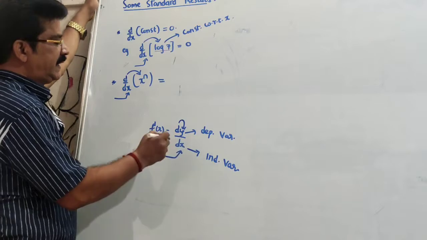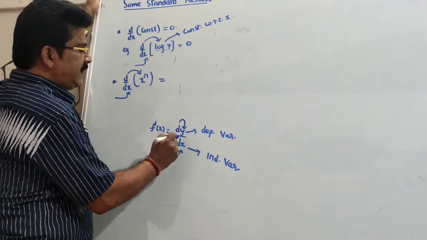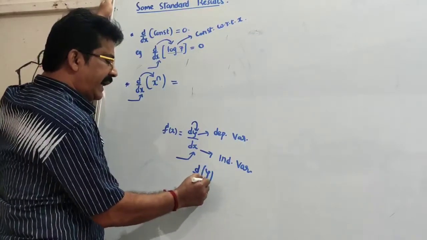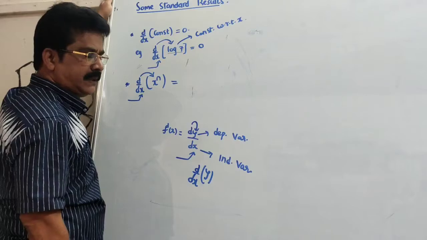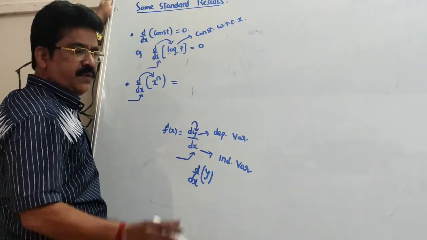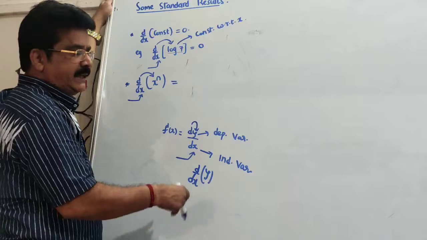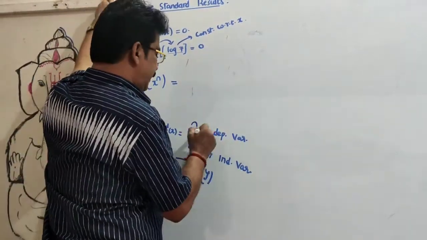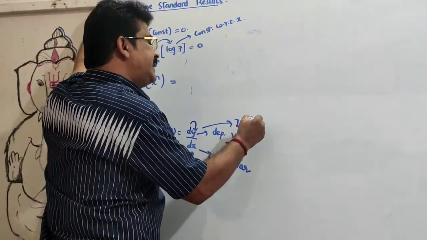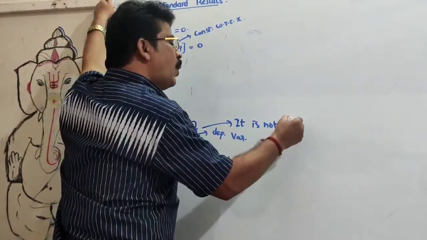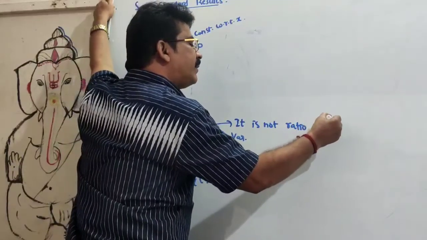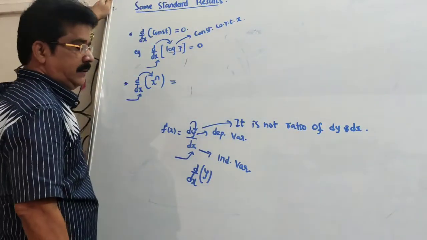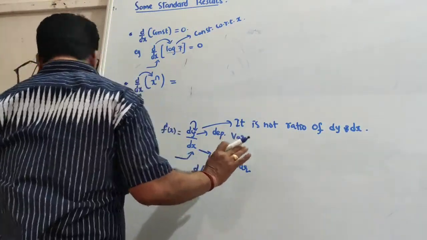Actually, strictly we have to read it as d by dx of y, just like that, but not dy by dx. If you read dy by dx, it goes to a ratio, like a is to b, but it is not the ratio of dy and dx. Okay, this is one beautiful concept.